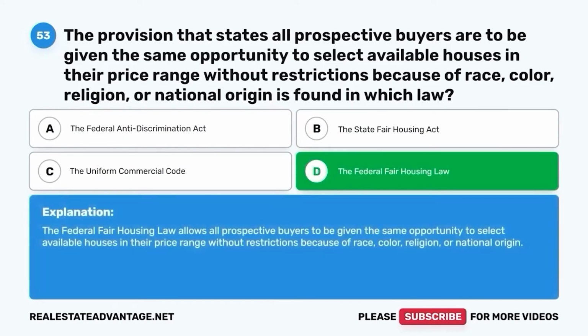The Federal Fair Housing Law allows all prospective buyers to be given the same opportunity to select available houses in their price range without restrictions because of race, color, religion, or national origin.